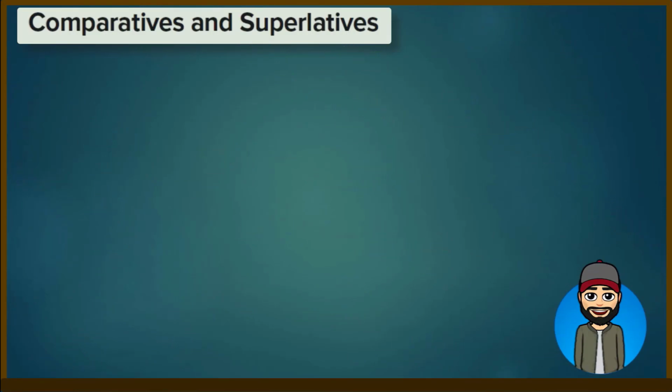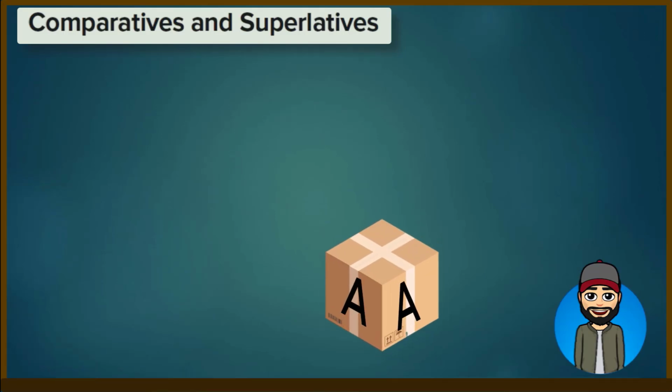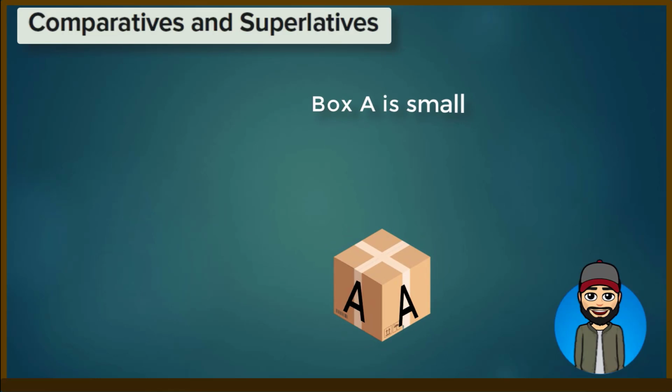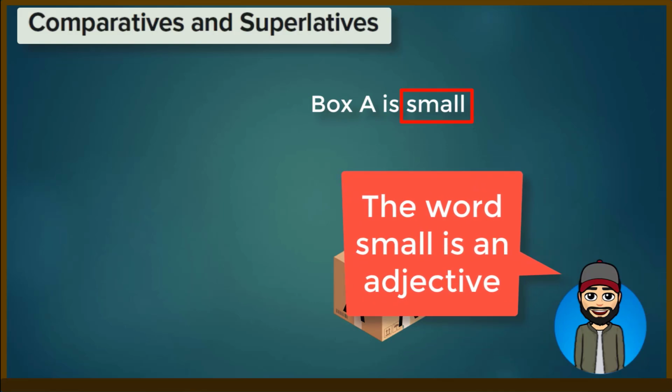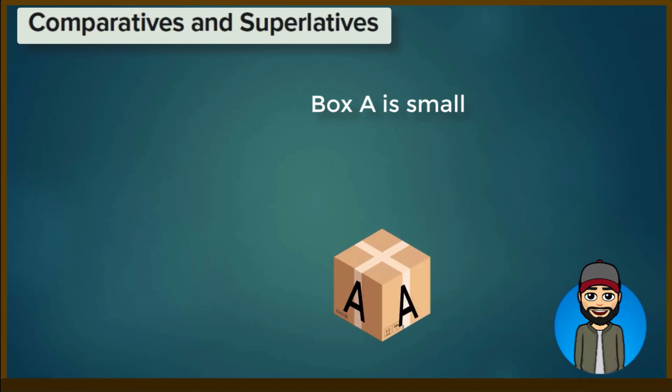Comparative and superlative. The comparison between two and the comparison between more than two. We're going to explain first the comparative. Box A is small. The word small is an adjective. So we're going to compare the adjectives.